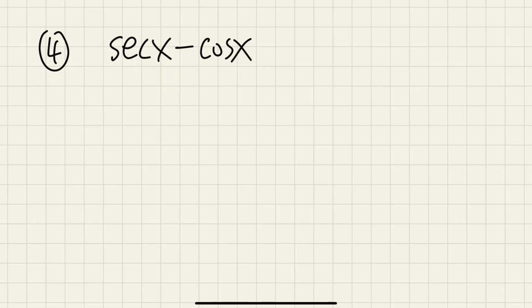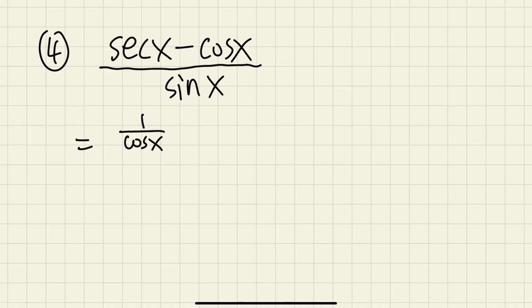Now, let's take a look at number 4. We have a fraction to begin with. We have secant x minus cosine x, and then over sine x. So what do we do? Let's just go ahead and try the same thing. I'm just going to rewrite the secant x as 1 over cosine x. And then minus the cosine x, just keep it. And then on the bottom we have the sine x, just keep it.